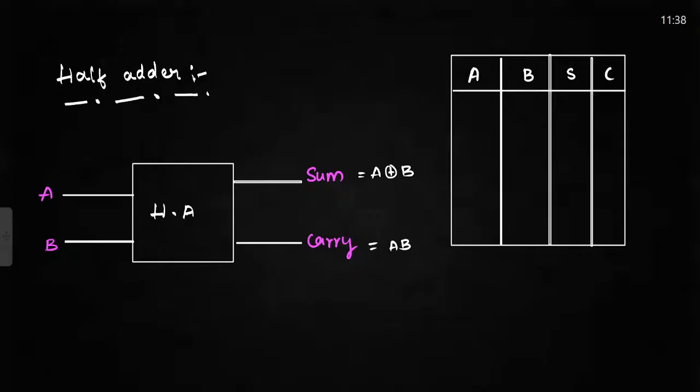And we will derive that formula. So for two inputs, I have a total of four possible combinations. For 0 and 0, sum will be 0, carry also will be 0. For 0 and 1, sum will be 1, carry is equal to 0. For 1 and 0, sum is equal to 1, carry equal to 0. For 1 and 1, sum will be 0 and carry will be 1.